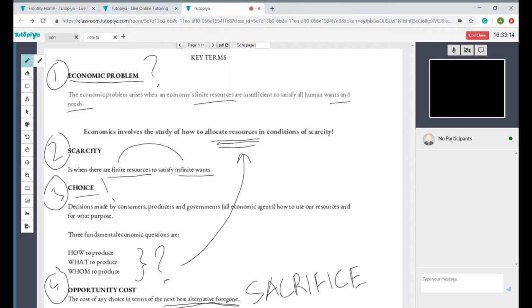So in this demonstration, I have very quickly spoken about 4 key terms: economic problem, scarcity, choice, and opportunity cost. These 4 terms are very interlinked in the subject of economics.